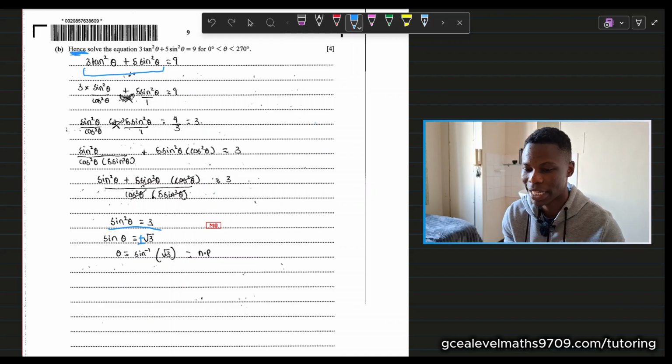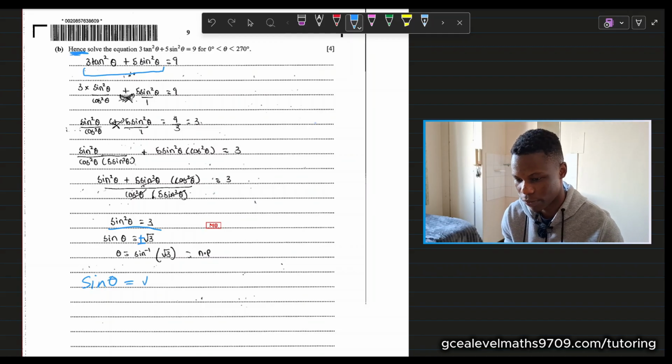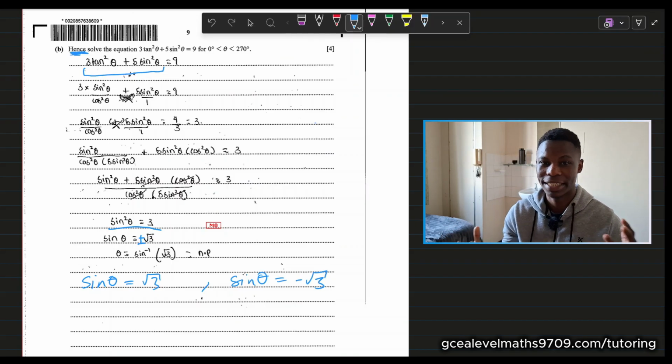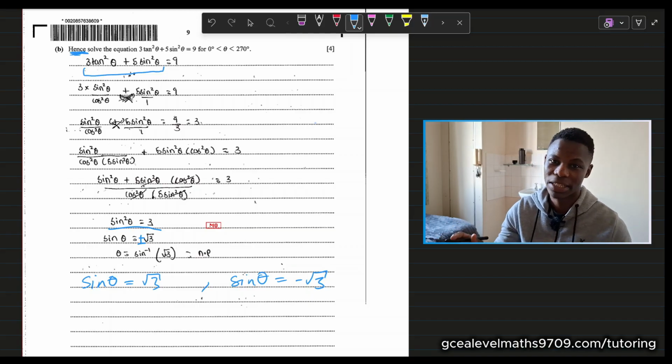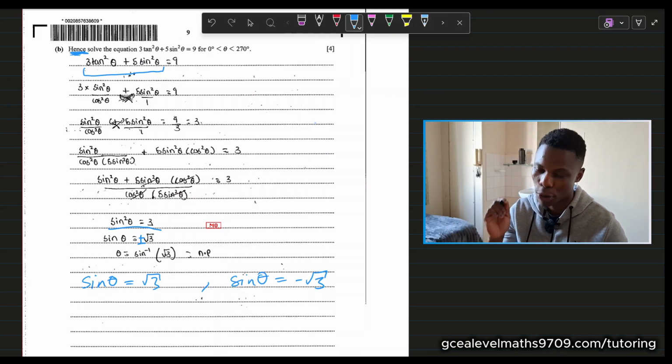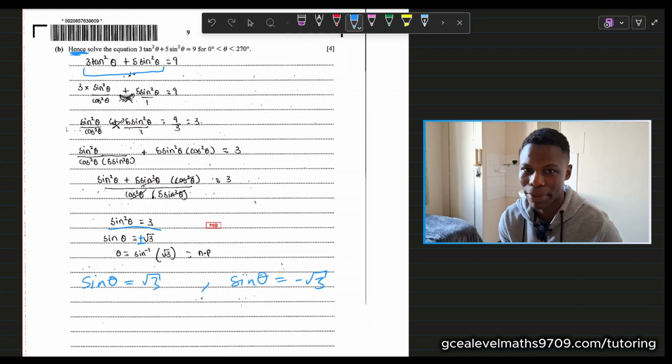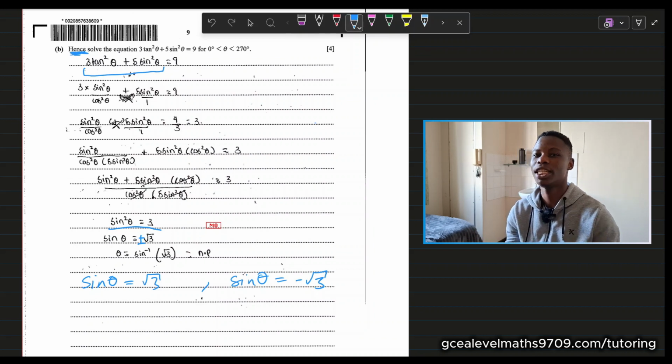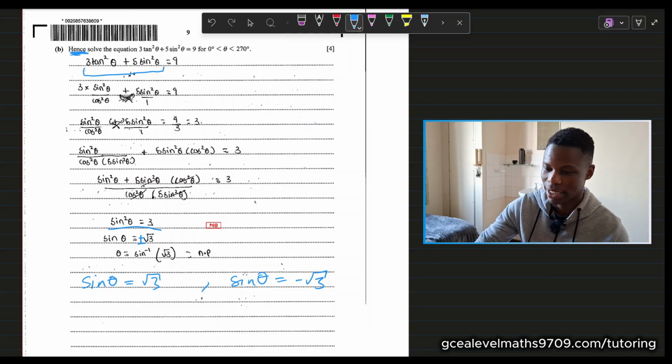So from here, you end up with 2 separate equations. Either sine theta is positive root 3 or sine theta is negative root 3. Those are the 2 equations that you would have anytime you take a square root. This applies even if you're just solving a normal algebraic equation with x. Anytime you take a square root, it's plus or minus. If you don't put the minus, you don't include the negative solution, you lose a solution.